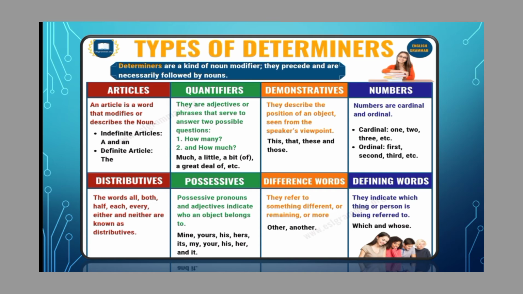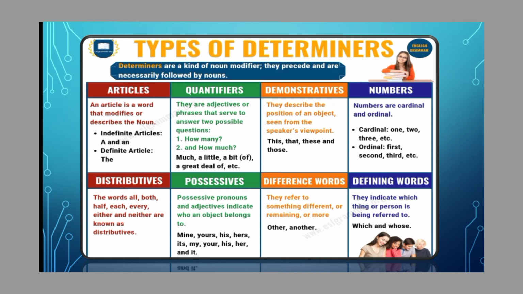We have seen already. Now we are going to recap. What are the types of determiners? Articles, quantifiers, demonstratives, and, as I said earlier, all numbers act as determiners, and distributives, possessives, different words and defining words.